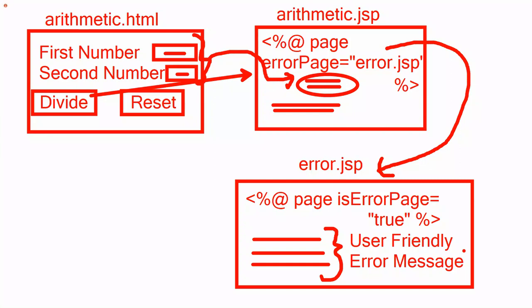Arithmetic.jsp, error.jsp. 3 programs. Error.jsp executed whenever exception occurs in arithmetic.jsp. Okay. When you click divide 10 by 5, 2 displayed with this program only stopped. If you enter 10, 0, divide button, if you click something by 0, infinite, then arithmetic exception occurs. Then control jumps to this one. Then user friendly error message displayed. Okay.